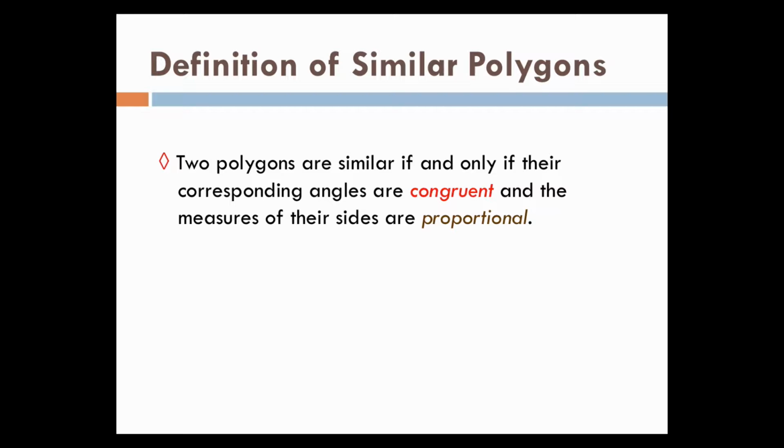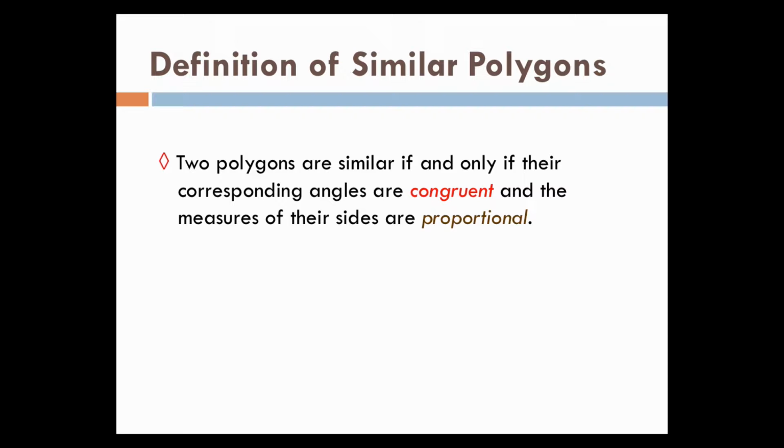From a geometric standpoint, we get a fancy definition that says they're similar if and only if their corresponding angles are congruent and their measures are proportional. A common mistake is that people want to make the angles proportional too, and that doesn't make sense because the angles have to be congruent. For instance, the angles in a triangle always equal 180 degrees. So if you have a small triangle and a big triangle, the angles can't be proportional because they won't add up to 180 degrees.